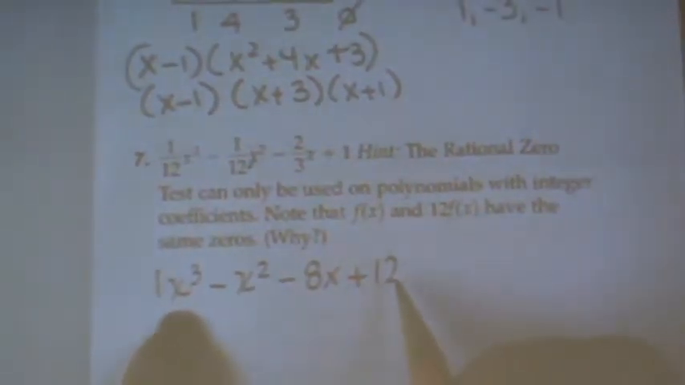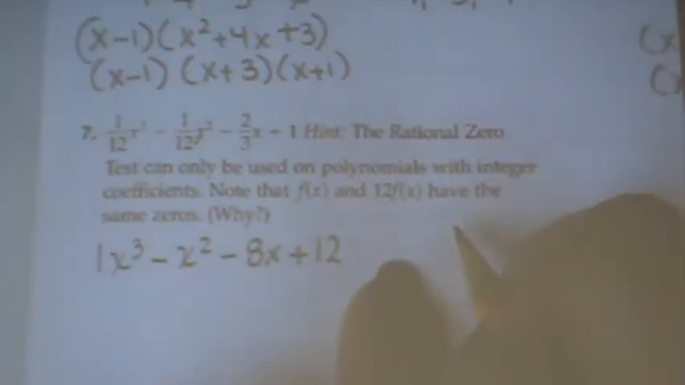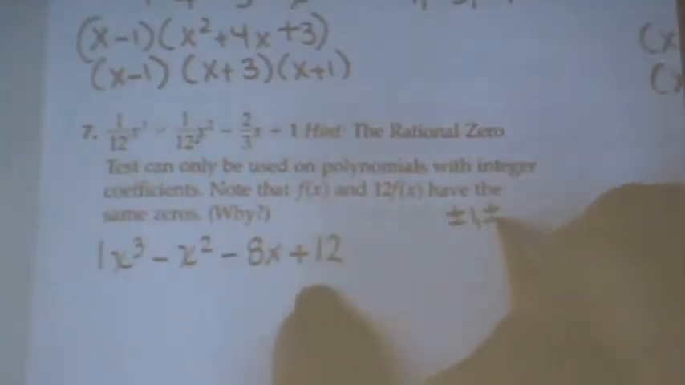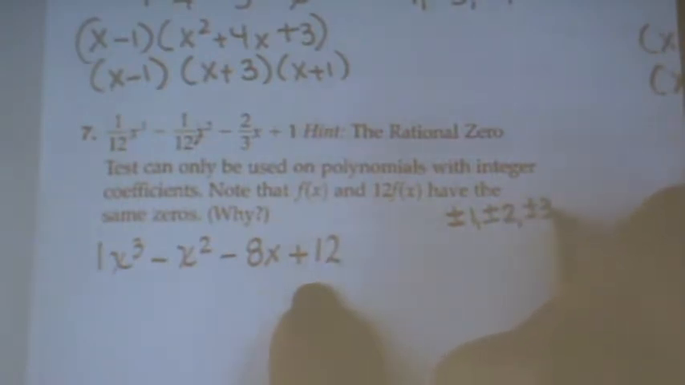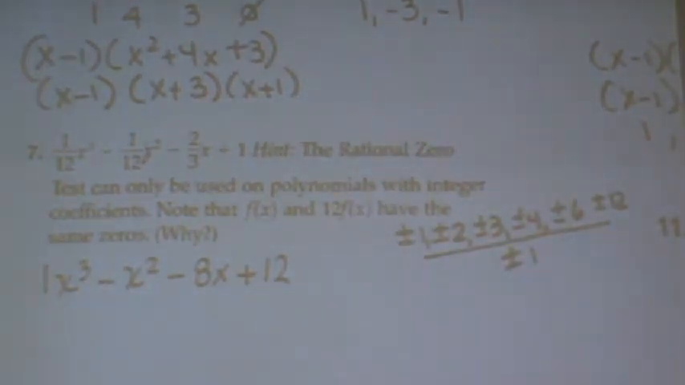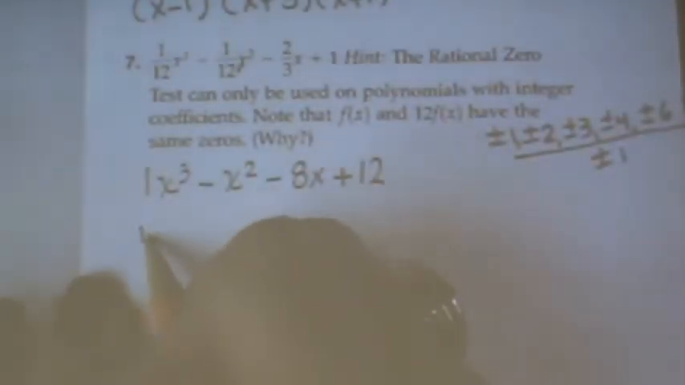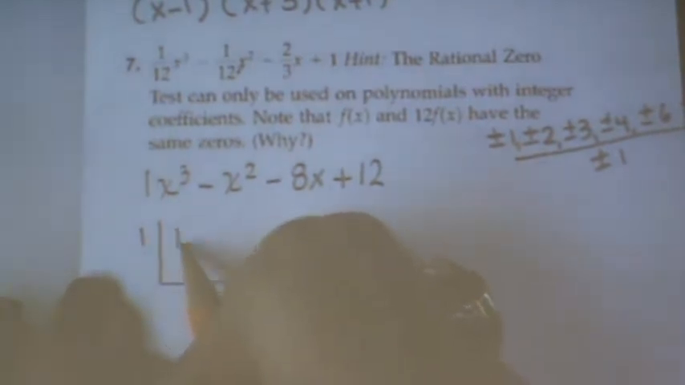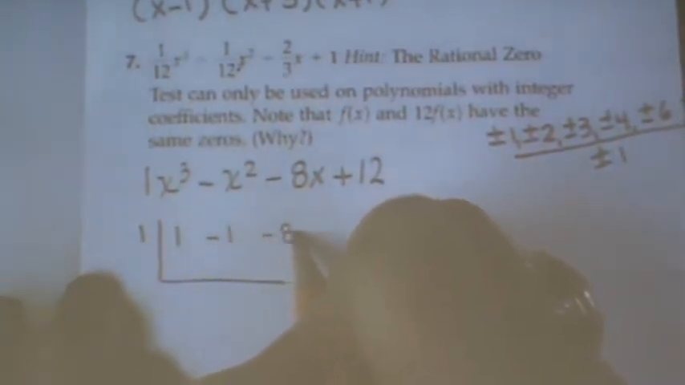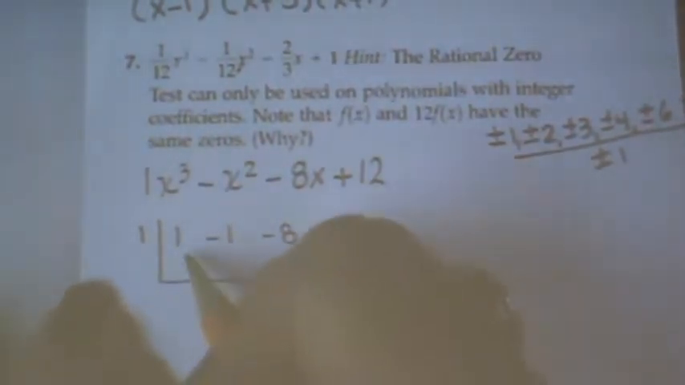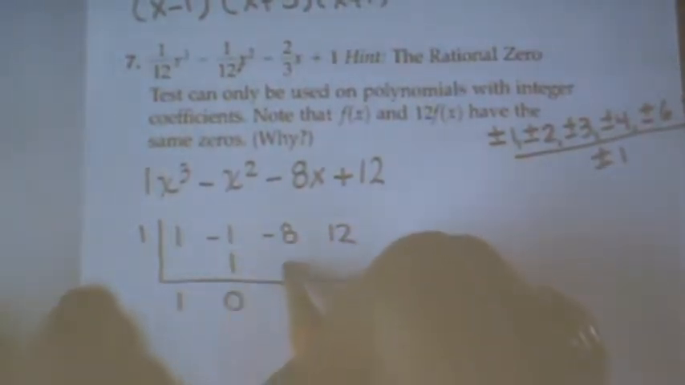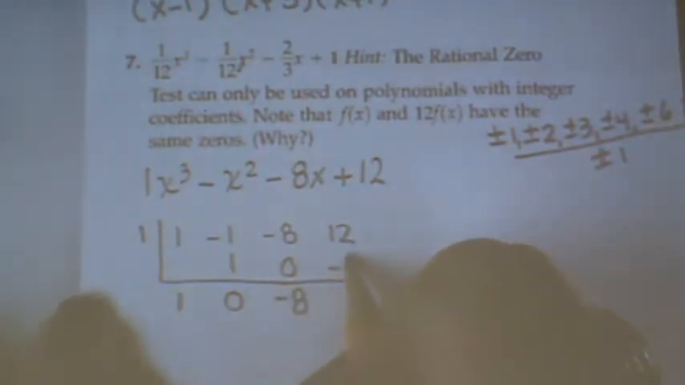So your possible zeros are factors of 12 over factors of 1. So it's plus or minus 1. All the numbers that go into 12 are 1, 2, 3, 4, 6, and 12, all over 1, plus or minus 1. So let's start with the number 1. If we try 1, you're going to use 1, -1, -8, and 12. Let's try 1. Bring down the 1. 1 times 1 is 1. Add, multiply, and I already know this is not going to work.